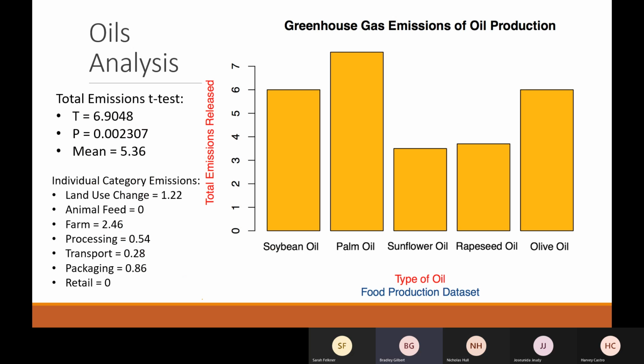The next category of crops that we analyzed was oils. So this included soybean oil, palm oil, sunflower oil, rapeseed oil, and olive oil. The mean total emissions from these was 5.36 kilograms of carbon dioxide released into the atmosphere, which is a very high number. And from breaking down each category of the process of farming these crops, you can see that farming and land use change released the most emissions. And of the oils, the palm oil released the most total emissions.